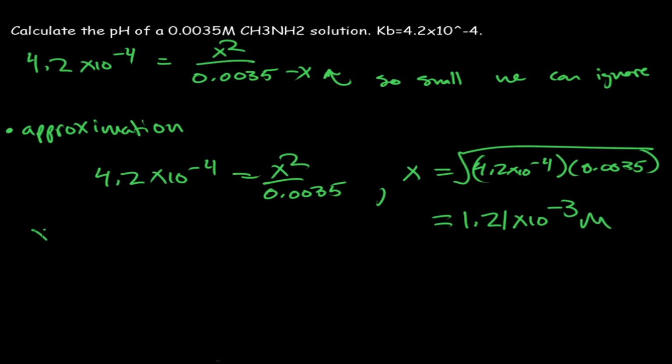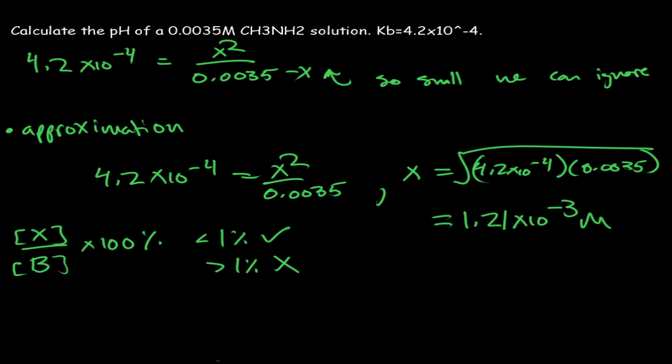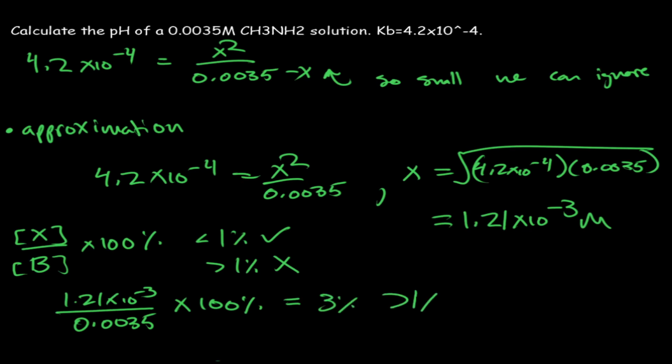The way we check it is we do the concentration of x divided by the concentration of our base, multiplied by 100%. And again, if it's less than 1%, we're good. But if it's greater than 1%, we're going to say it's not good. So 1.21 times 10 to the negative 3 divided by the initial concentration of the base, 0.0035, times 100% gives us a value of roughly 3%. And since this is greater than 1%, we cannot use the approximation.